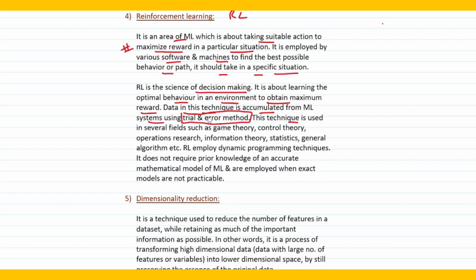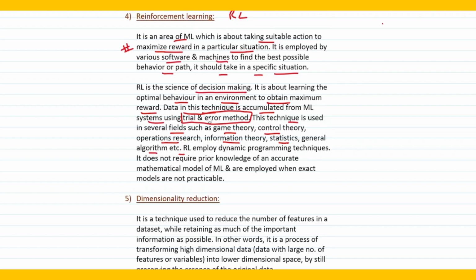This technique is used in several fields. Which are the several fields where it is actually used? Game theory, control theory, operations research, information theory, statistics, genetic algorithm, etc. So these are various areas wherein RL, or reinforcement learning, can be implemented. So what are they? Game theory, control theory, OR, that is operations research, information theory, statistics, genetic algorithm, etc.